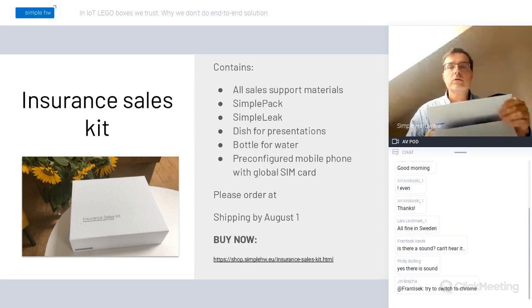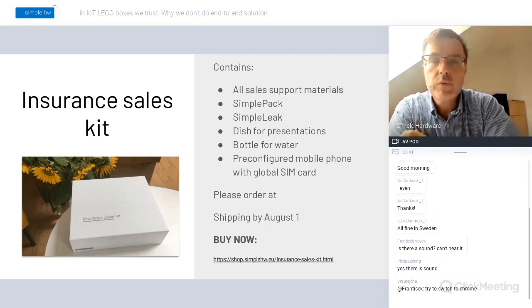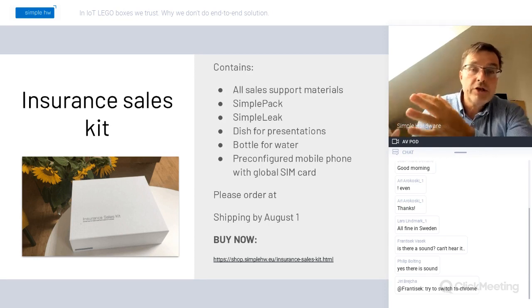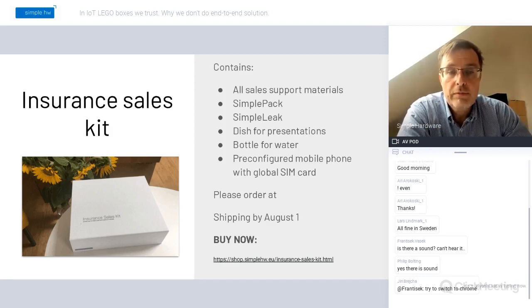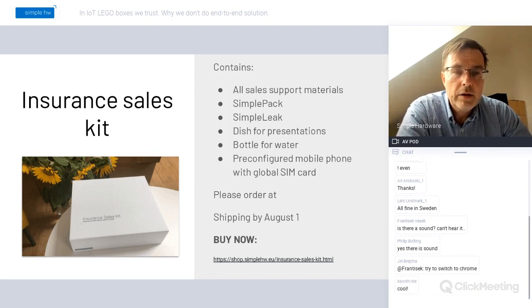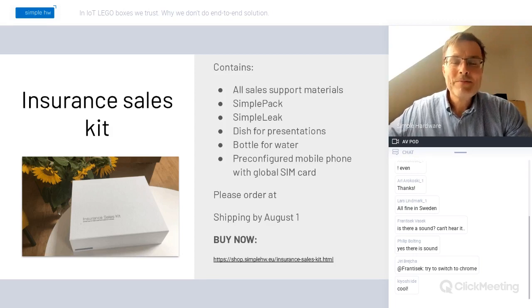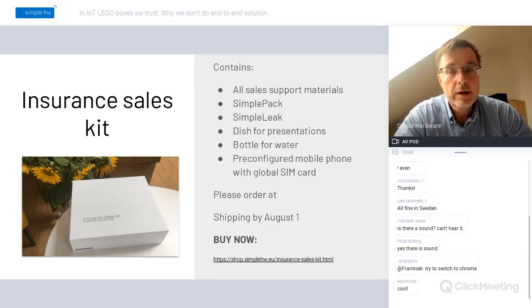Basically, it's based on the use case of the direct insurance and some of the other insurance companies. We are running pilots with a couple of them here in the Czech Republic, and we'll be running some more in Switzerland. So it contains the devices, the dish for the presentation, a bottle of water for the leakage detector presentation, and a pre-configured mobile phone with a global SIM card. So we have all the hardware pieces together. We are currently finishing the hard part, the presentations and the TCOs and ROIs. It's currently orderable online, so if you are interested, you can order it online. We should be shipping it by August the 1st.